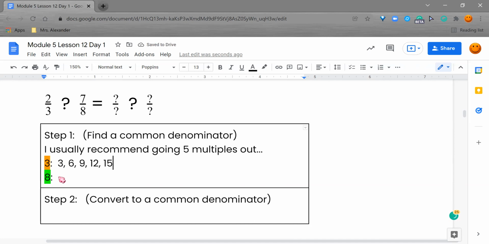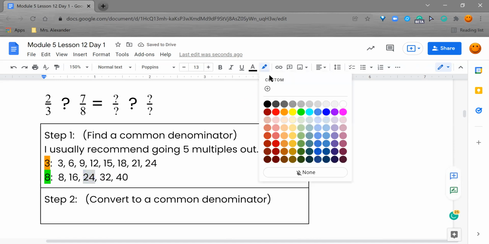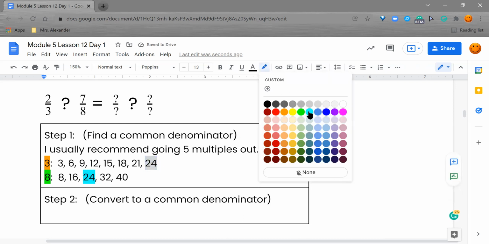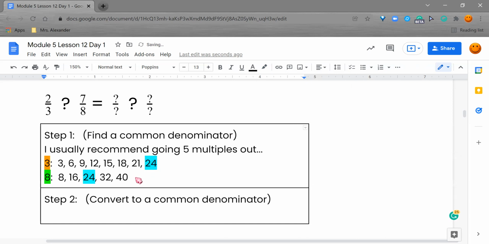I'm going to come right down here to my 8s. 8, 16, 24, 32, 40. So far I don't have a match, so I'm going to go back up to 3. I'm going to go 18, 21, 24. Look at this. Both of them have a 24. So I'm going to quick highlight the 24 in both of them so that I can see that I have them correctly. Okay. So the next thing we're going to do is now we're going to convert.